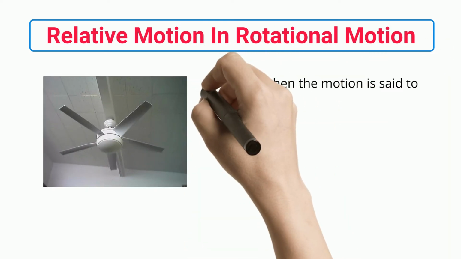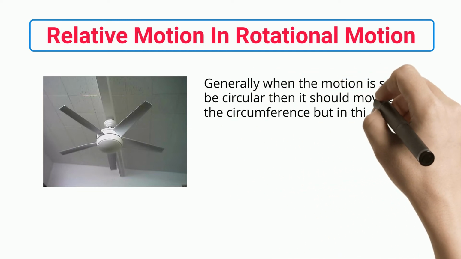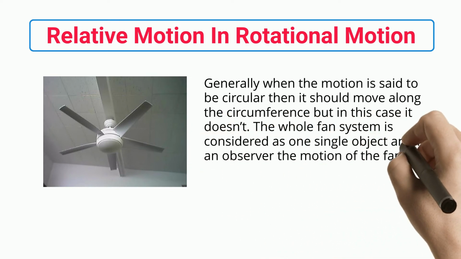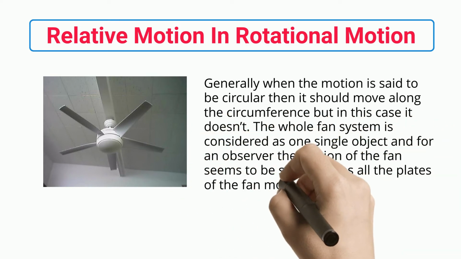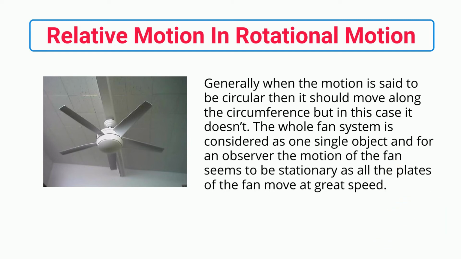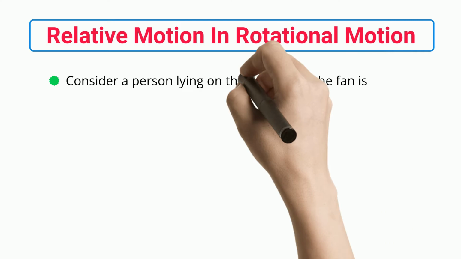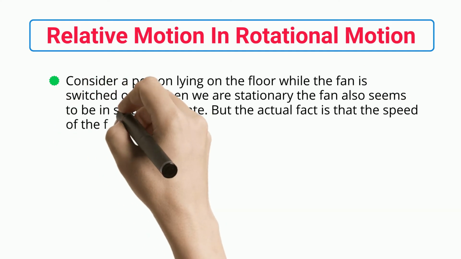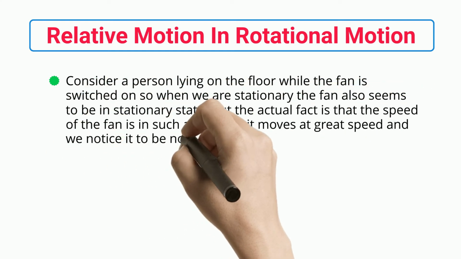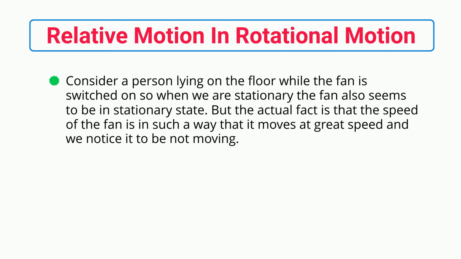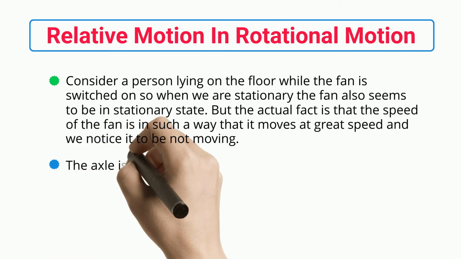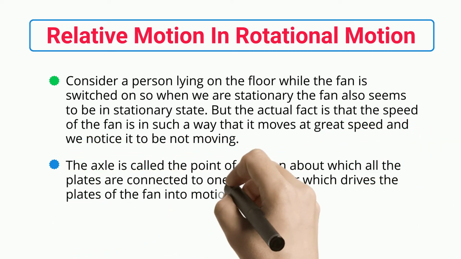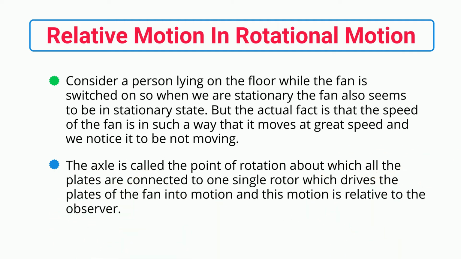Generally, when the motion is circular, it should move along the circumference, but in this case it doesn't. The whole fan system is considered as one single object, and for an observer, the fan seems to be stationary as all the blades move at great speed. Consider a person lying on the floor while the fan is switched on. The fan also seems to be stationary, but the actual fact is that it moves at such great speed that we notice it as not moving. The axle is called the point of rotation, about which all the blades are connected to one single rotor which drives the blades into motion, and this motion is relative to the observer.